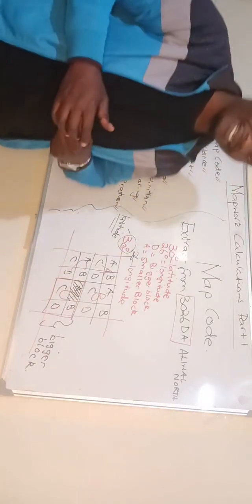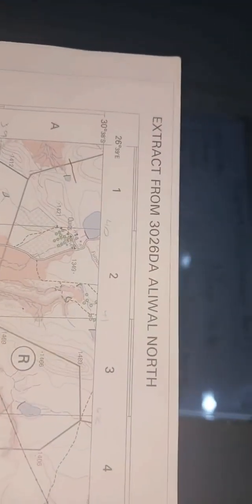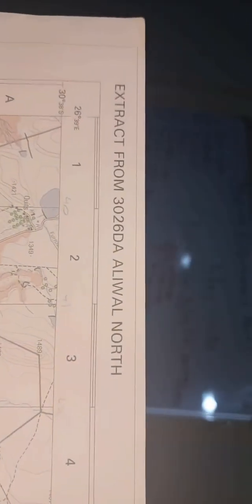So what this means is, this map that we have of Al-Wal North, the one that I'm holding here, was taken from a bigger map. It was extracted from a bigger map. That's what it means. That's why here it's written extract from.